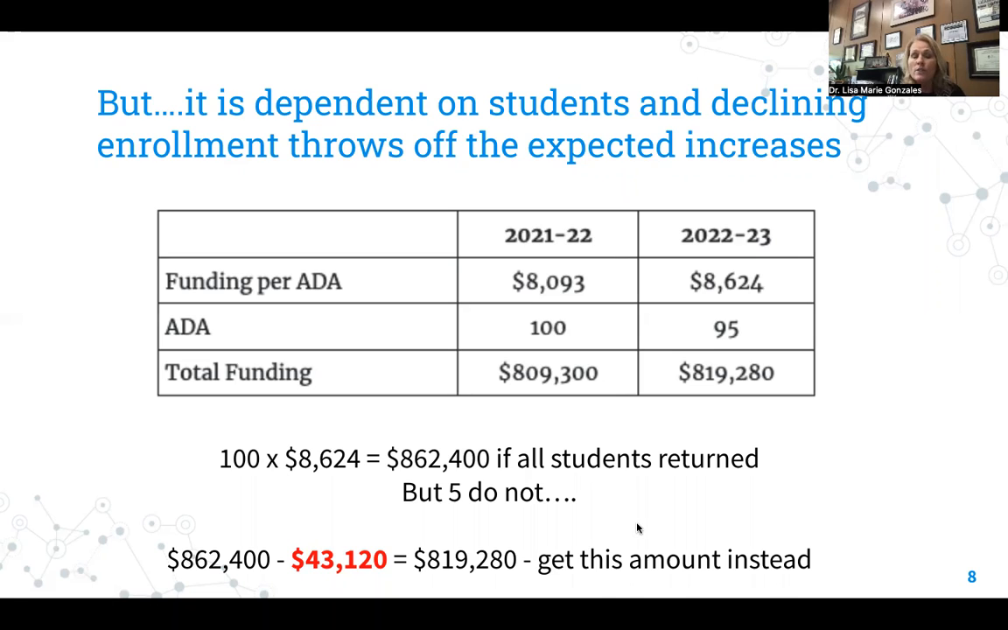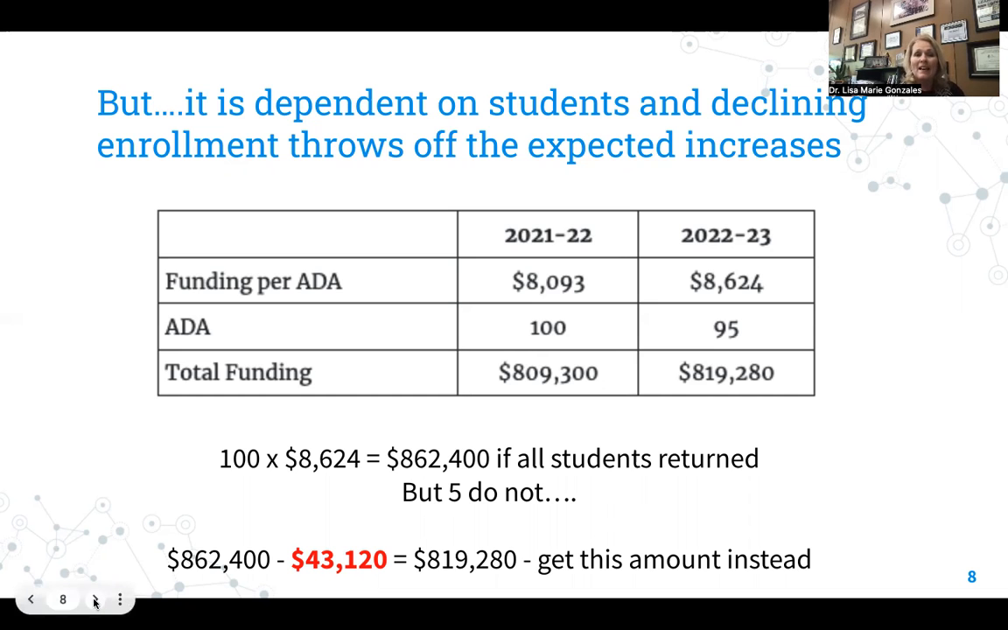If all of the students had come back, this is the amount that we would have expected to receive. So it would have gone from this amount here to this amount here. But when 5 students don't return, it's a loss for us of about $43,000.